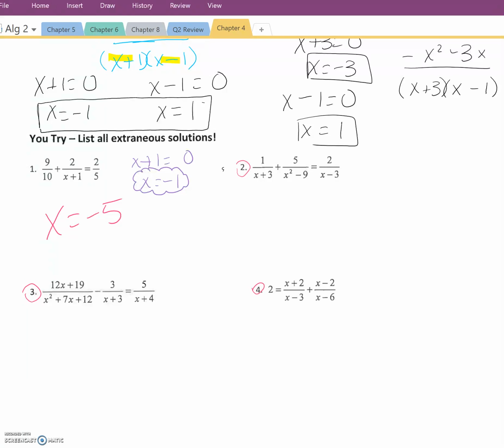Okay, so go ahead, you're going to finish the rest of these problems. Please do them on the paper. You're going to put the answers on the computer, but I want you guys to get used to factoring everything, figuring out what your LCD is, using the extraneous solutions, and then you can put your answers in on the computer.